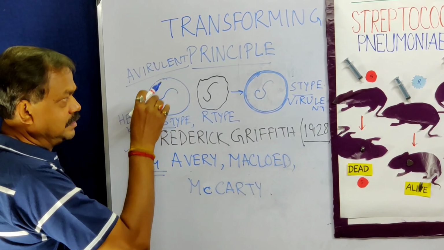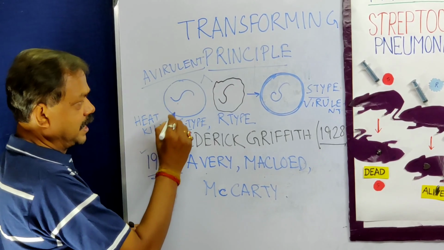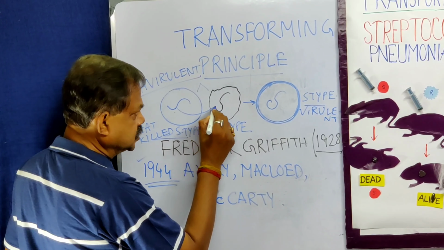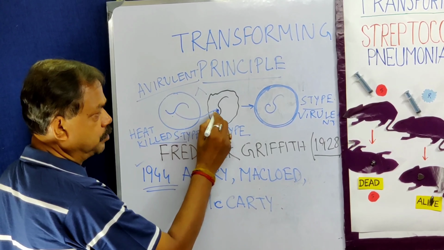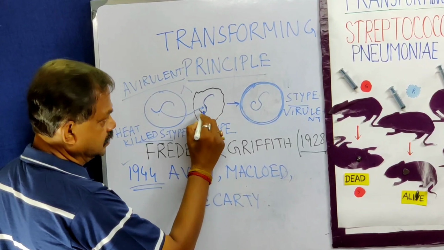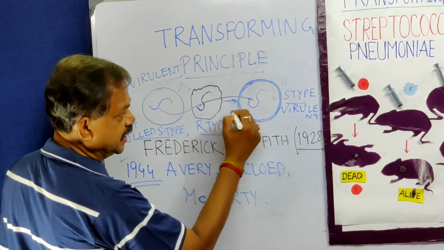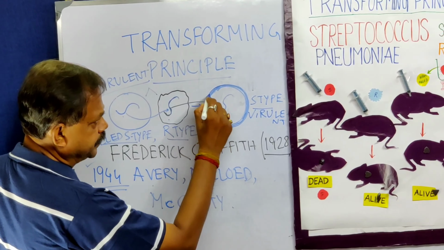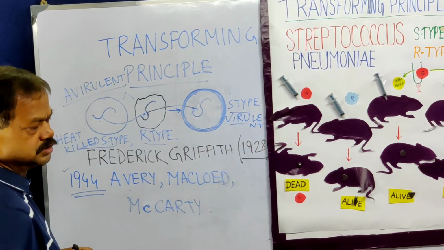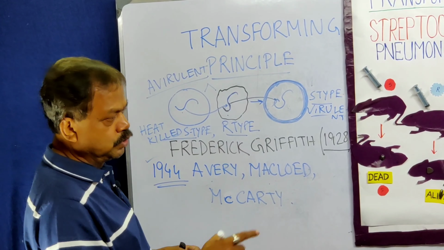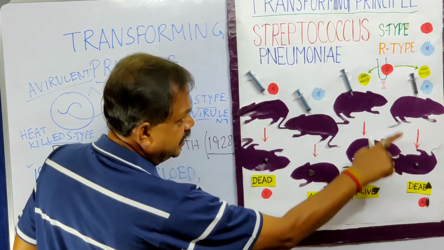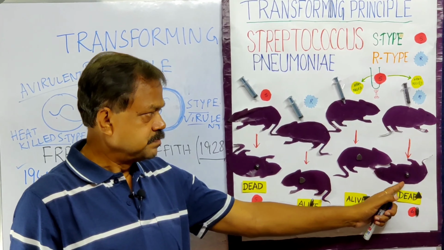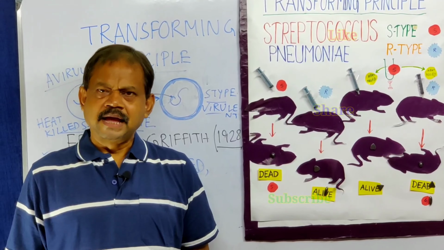Now, when both are injected at the same time, this gene remains alive and this gene enters into the body of R-type, and this gene of R-type changes into S-type and it regains its polysaccharide covering and becomes virulent S-type. So that's why this type of S-type Streptococcus pneumoniae is found in the dead body of this mouse in the fourth case. I think it is clear to you.